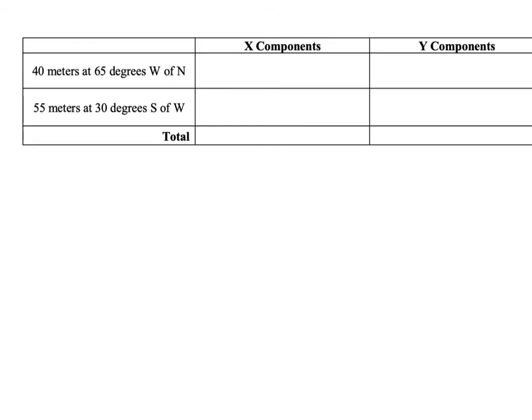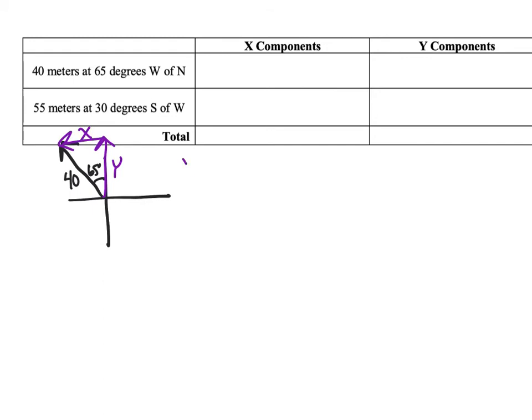So let's first break down the vectors given to us. We'll start with the first one, of course. It's going 40 meters at 65 degrees west of north. So it's going off like this. The hypotenuse of this triangle is going to be 40, and your angle is 65 degrees. You're going to turn that into a right triangle. Your y is your vertical side. Your x is your horizontal.